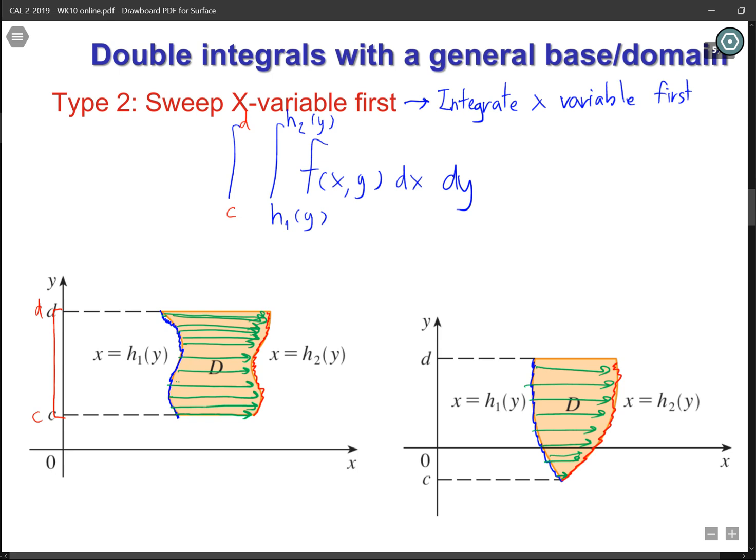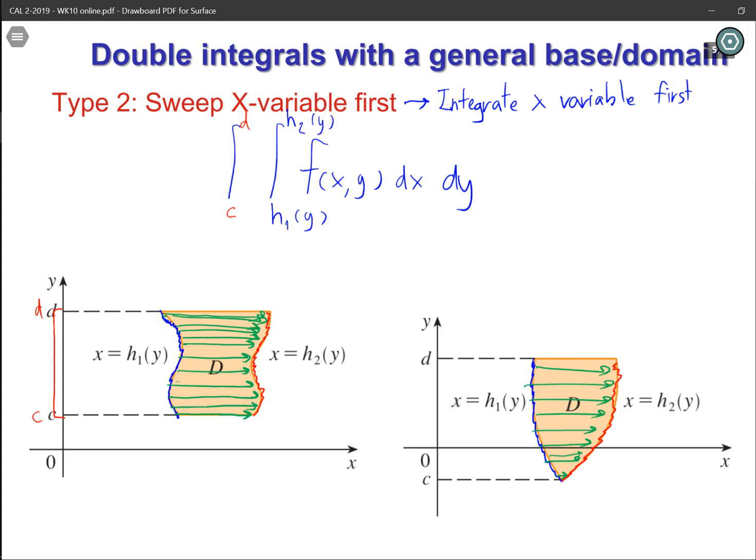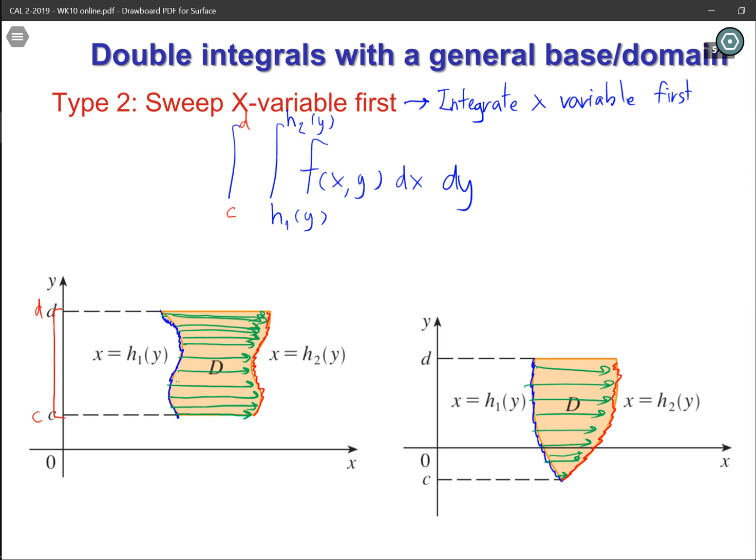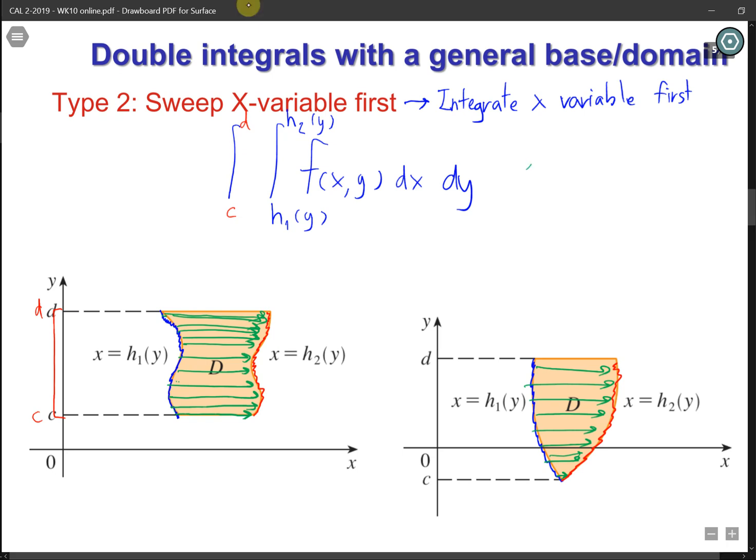So you can see the difference between type 1 and type 2. For type 1, you need to sweep vertically, and for type 2, which is this one, you need to sweep horizontally. When to use type 1 or type 2 depends on the problem. You have to look at the shape of the domain in order to determine. So make a note here: determine type before proceeding.